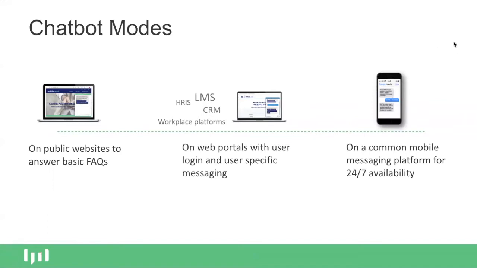And then the third mode here is having a chatbot on a common mobile messaging platform. Common mobile messaging platforms include SMS, WhatsApp, Facebook Messenger, Line. There are all sorts of messaging apps across the world. And the biggest difference here is that now, if I've got a presence on my phone, the chatbot can proactively reach me at any time. I don't have to be on the web portal. I don't have to be on the website to interact with the chatbot. So those are the 3 different modes.